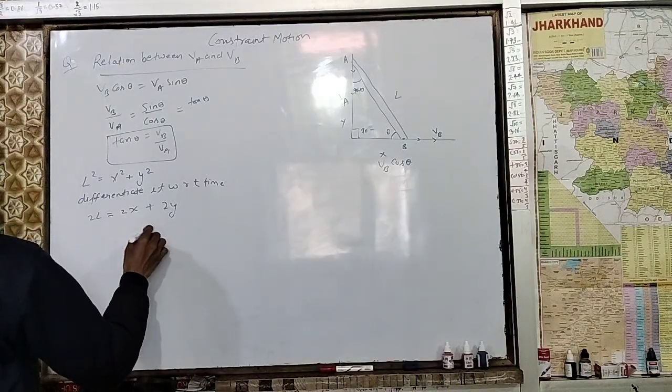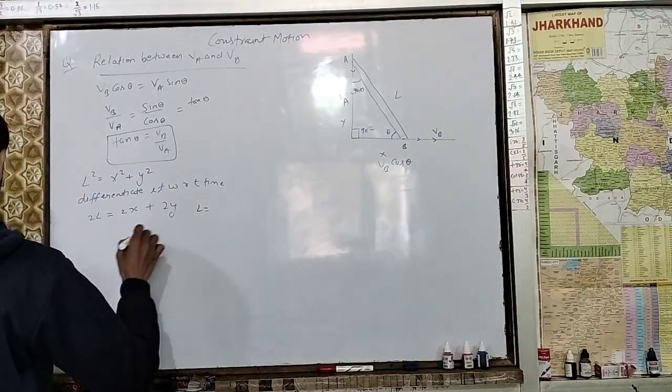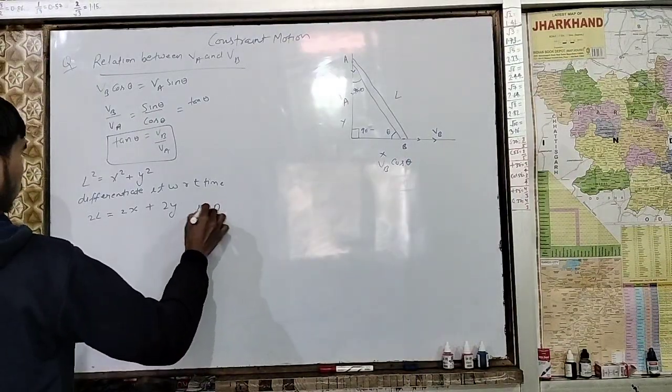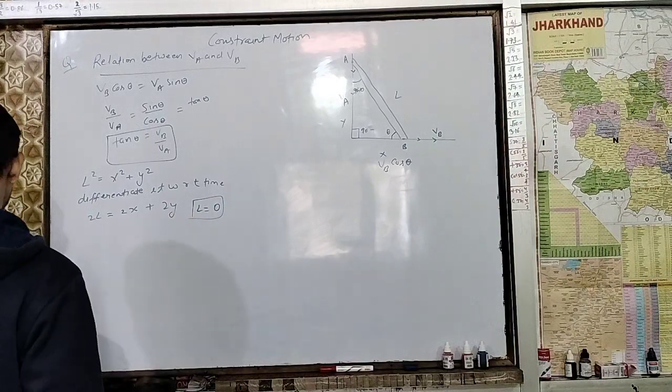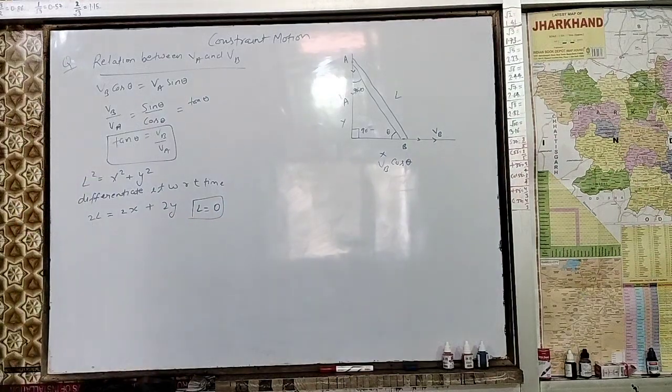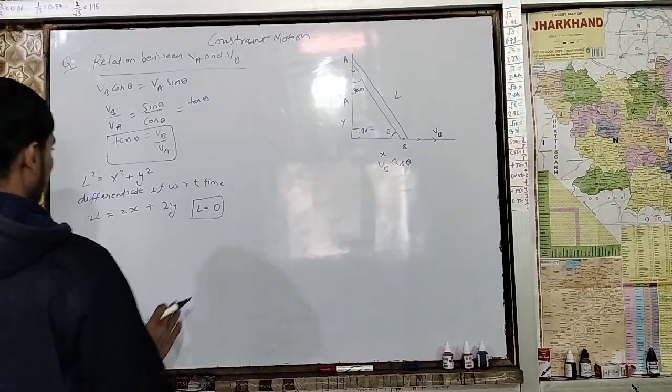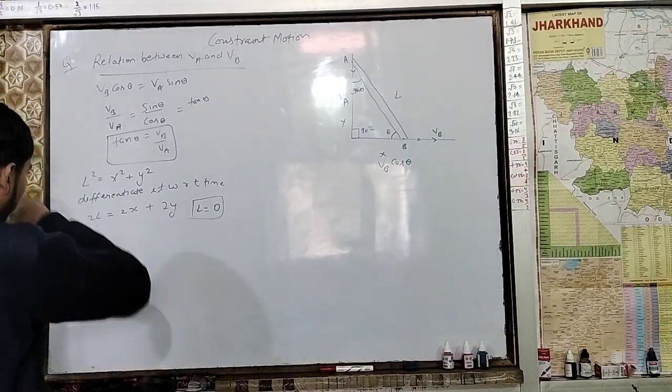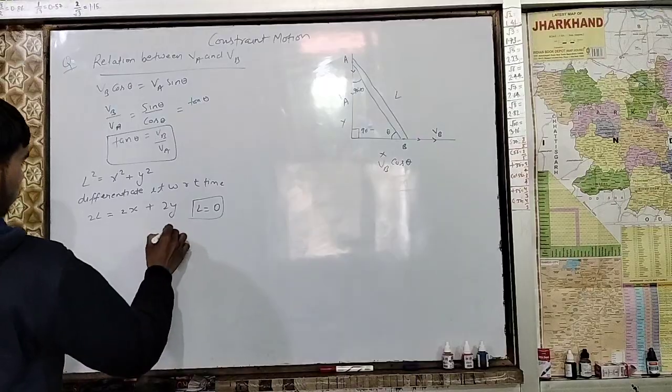Remember, L is a constant. If L is a constant, then dL upon dt will be 0.